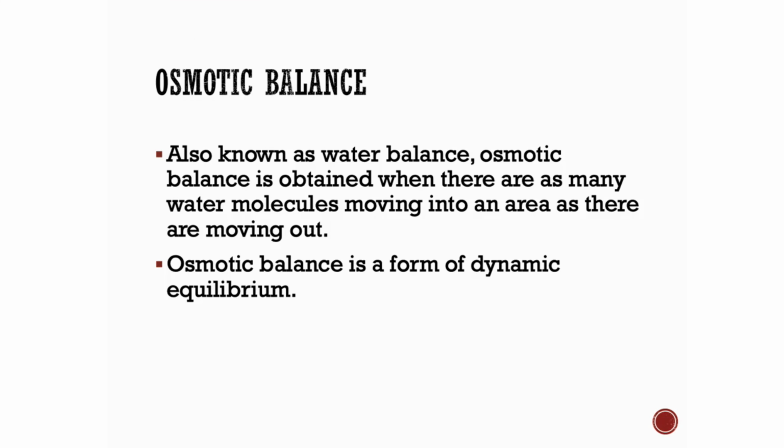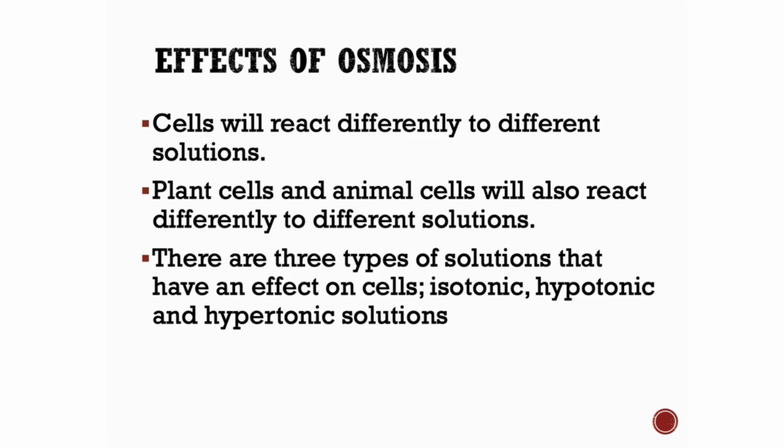Osmotic balance is a form of dynamic equilibrium, also known as water balance, where there are as many water molecules moving into an area as are moving out. Effects of osmosis: cells will react differently to different solutions. Plant cells and animal cells will also react differently to different solutions. There are three types of solutions that have an effect on cells: isotonic, hypotonic, and hypertonic solutions.